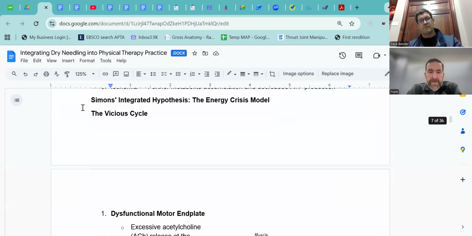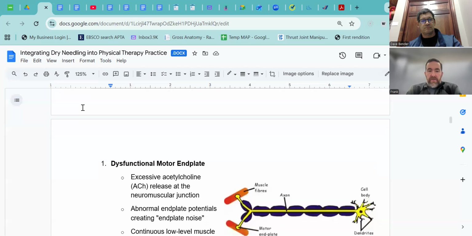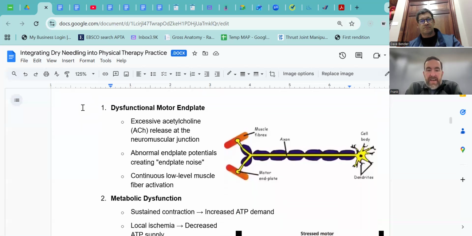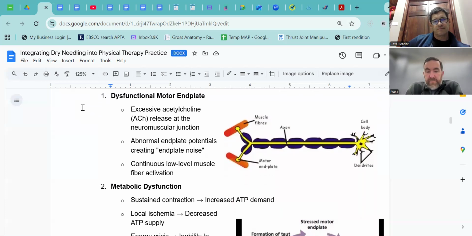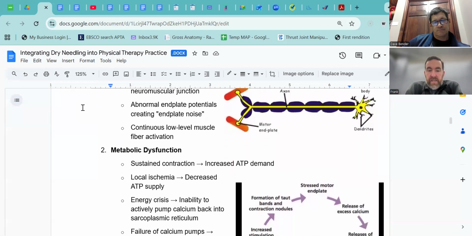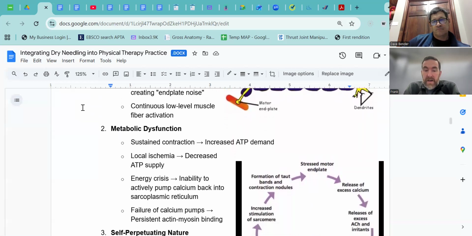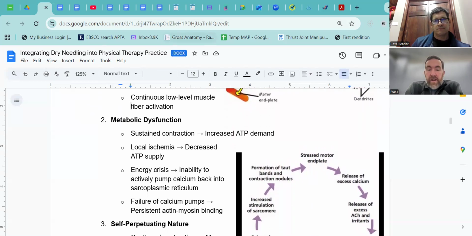So this energy crisis model is related there, where there's excessive acetylcholine release at the neuromuscular junction, and this creates some excess potentials in the end plate noise, which then leads to continuous low-level muscle fiber activation. So that sustained sarcomere contraction then increases ATP demand. As we mentioned above, the ischemia then decreases ATP supply. So you have increased demand for ATP, but less ATP, which leads to this energy crisis.